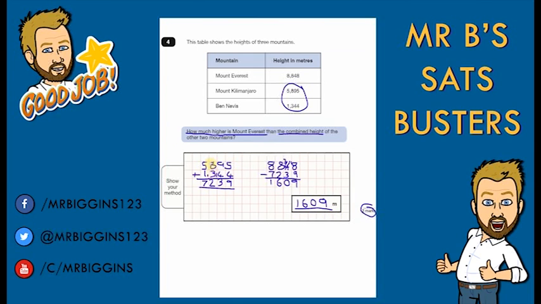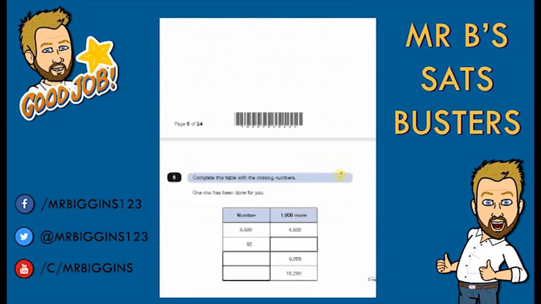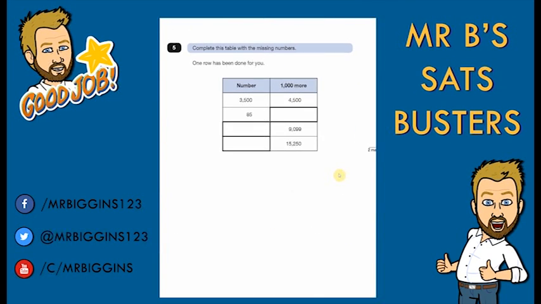Now that one is worth 2 marks. You would get 2 marks if you had the right answer, and you would get 1 mark if you started to go down the right path to get it, but say you made a mistake with some of your working out. So if you did these 2 sums and you forgot to carry 1 over or to borrow 1, you would get 1 mark for that.